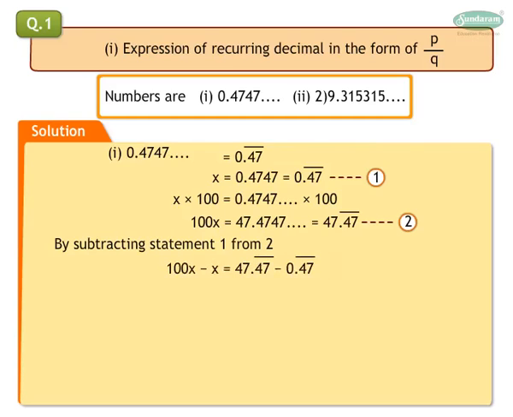Now, subtracting statement 1 from 2. Therefore, 100x minus x is equal to 47.47 minus 0.47. By solving, we get 99x is equal to 47. Hence, x is equal to 47 upon 99. Hence, 0.4747 recurring in the form of p upon q is 47 upon 99. That is, p upon q is equal to 47 upon 99.